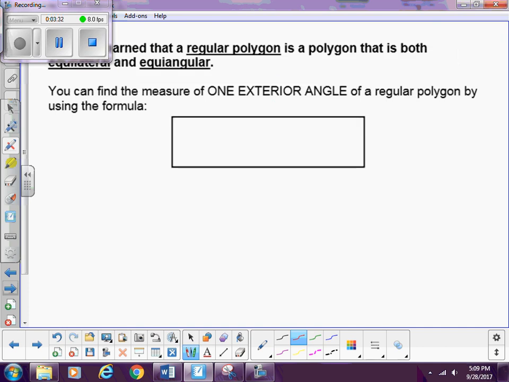Okay, we have learned that a regular polygon is a polygon that is both equilateral, with all sides congruent, and equiangular, with all angles congruent. You can find the measure of one exterior angle of a regular polygon by using the formula. One exterior angle is equal to the sum of all the angles, which is 360, divided by the number of sides n. And that's it, 360 divided by the number of sides.